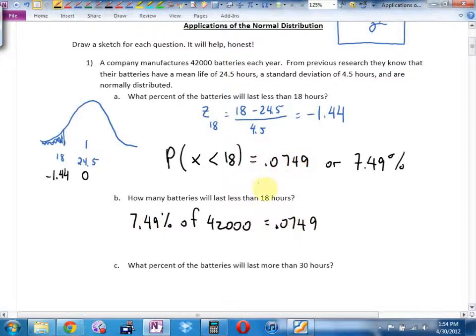Remember what I said last day? What does the word of mean? Joel remembers. How many batteries are going to last less than 18 hours? I have no idea. Someone, 0.0749 times 42,000.